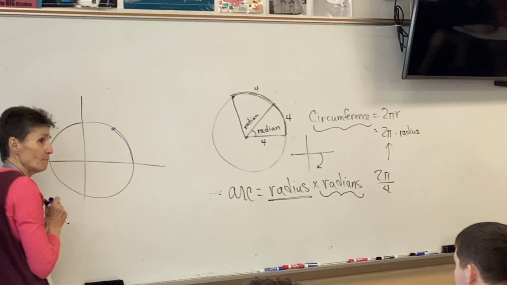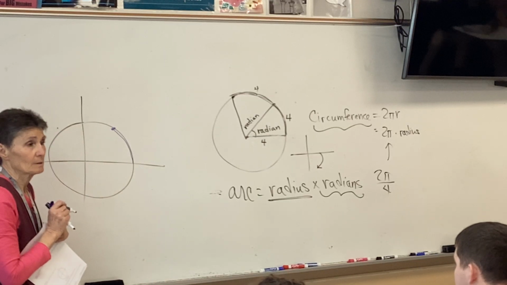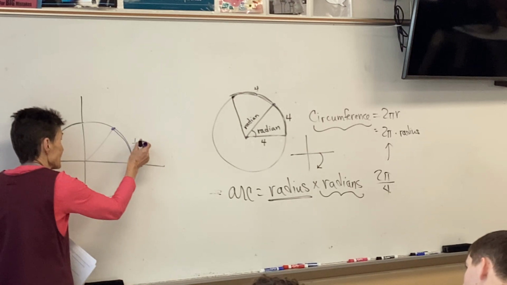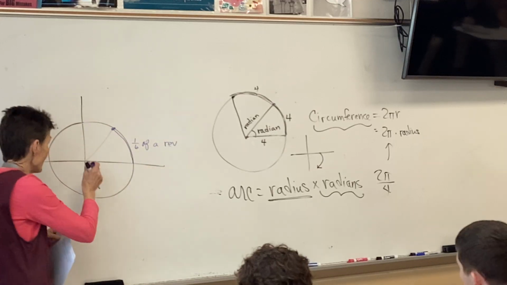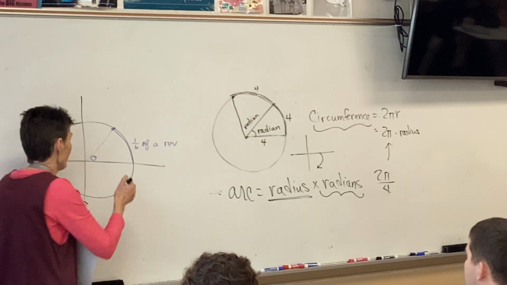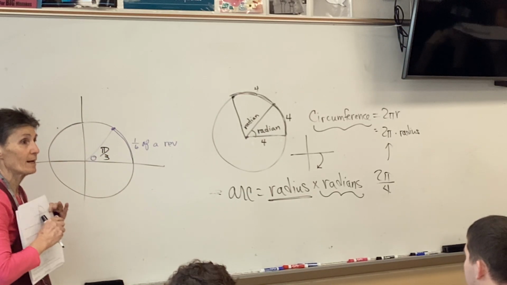So we're going to go up a sixth of the way. About right there, maybe. A sixth of the way around. And I want to know what's the measure of that angle. If this is a sixth of a revolution, then what is the measure of this angle right here? Pi over 3, which is the same as 1/3 pi.